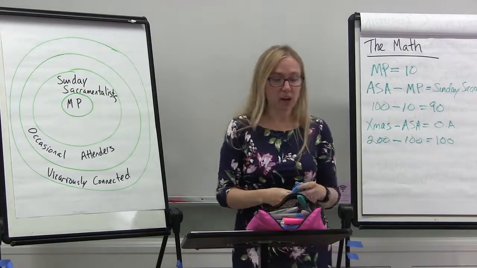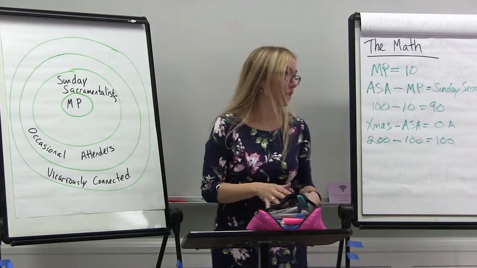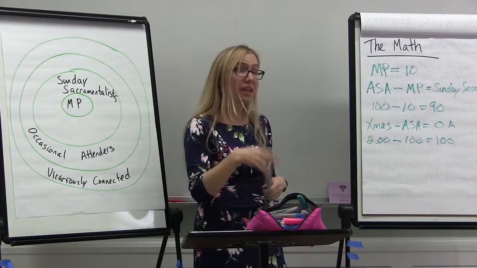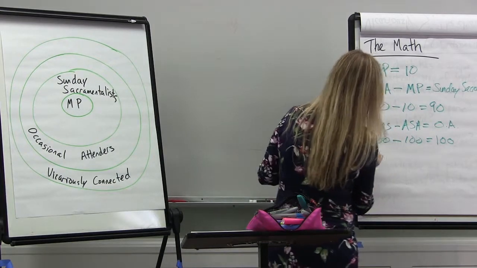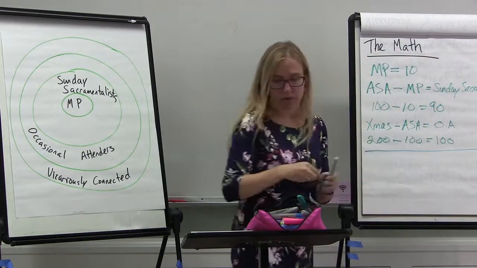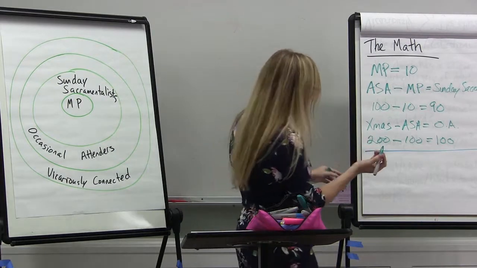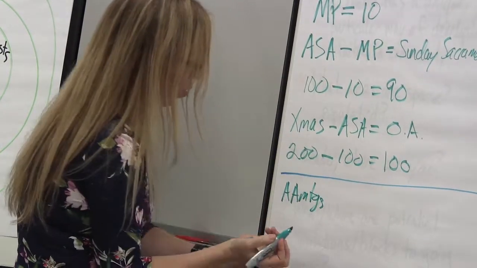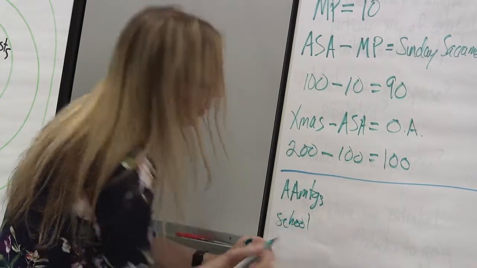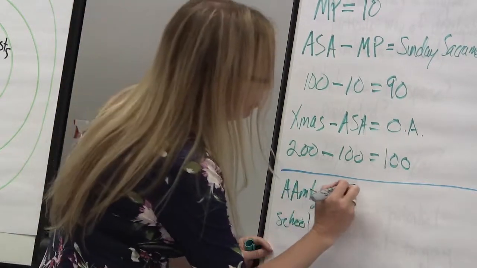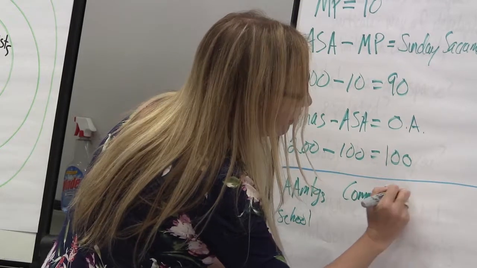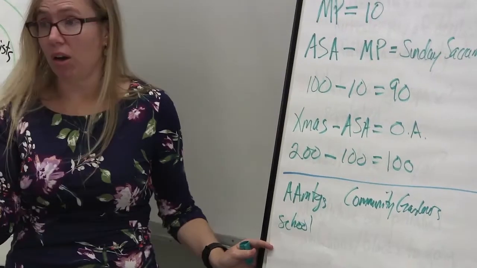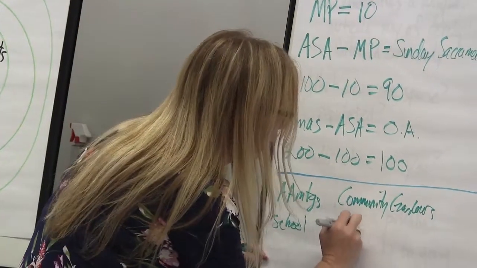And then, for vicariously connected, a number is not that important. The most important thing for the vicariously connected people is to know who they are, to come up with some idea of who is touching your place in some way or another without being there on a Sunday morning. Some examples of this might be AA meetings that meet at your place. Or is there a school that is there? For us, our community gardeners, we have two neighborhood councils that meet in our space and are becoming more and more involved.